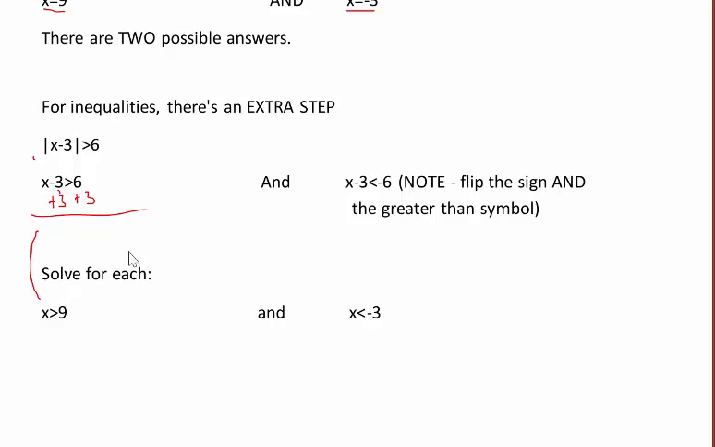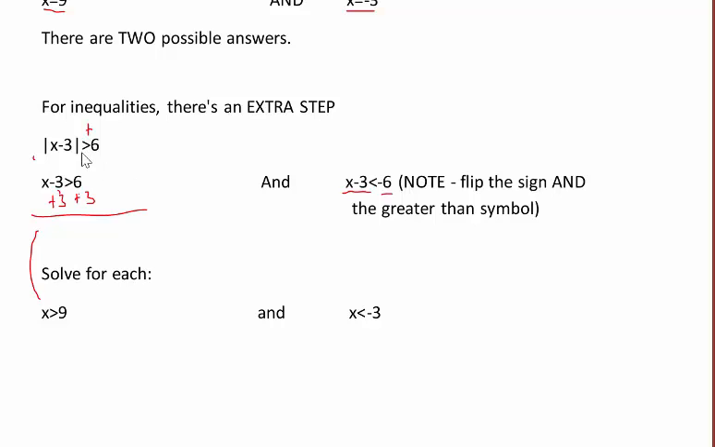Okay, next step. Again, you just copy down the bits that are inside the absolute value sign. So I've got the x minus 3 here, and I flip the sign, same as before. Before it had been a positive 6, and now it's a minus 6. But now there's an extra step.